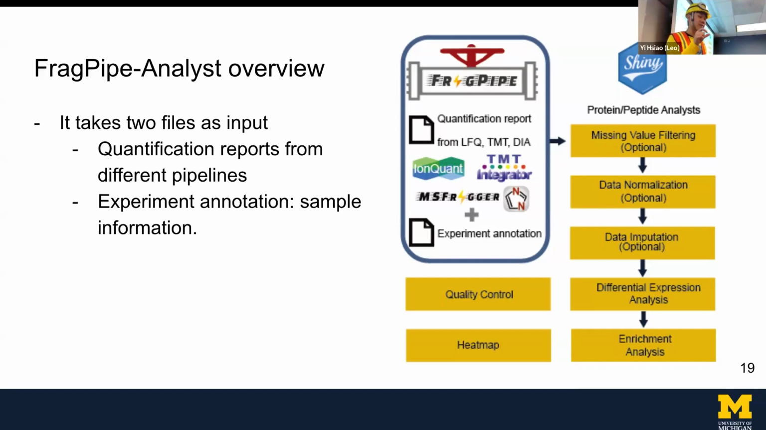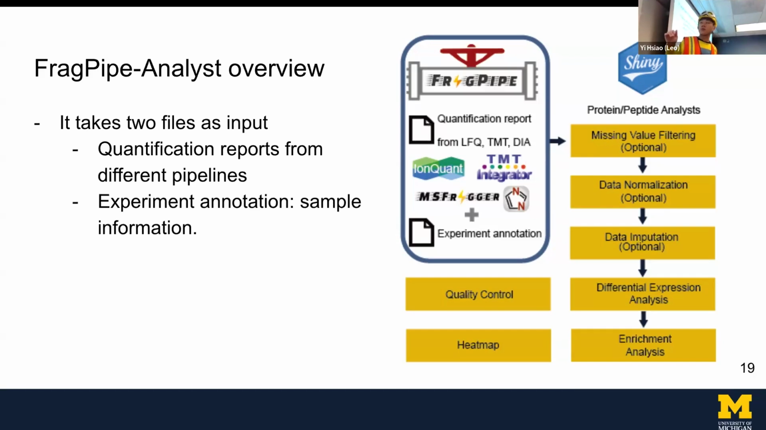They might have some knowledge, but if you have an interactive platform, then it's easier for them to go through it. Generally, they have 2 inputs: the quantification report, and the experimental annotation. And here is the general overall pipeline view.